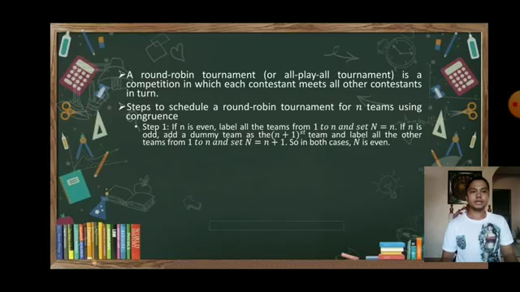Next, if n is odd, we add a dummy team as the n plus 1 team and label all the other teams from 1 to n and set capital letter N equals n plus 1. So dito po, pag yung n natin, yung small letter n is odd, kailangan nating magdagdag ng isang dummy team para maging even. Okay, so in both cases, our N is even.